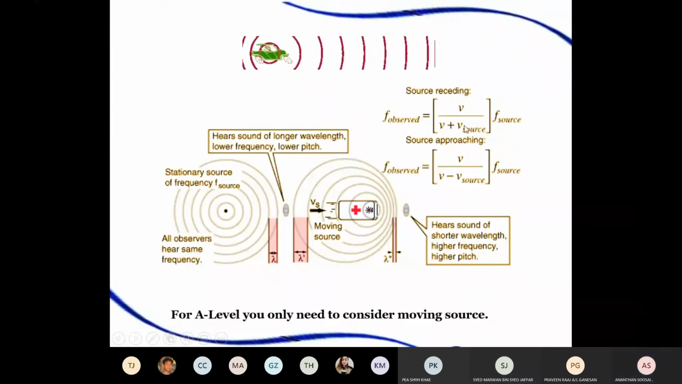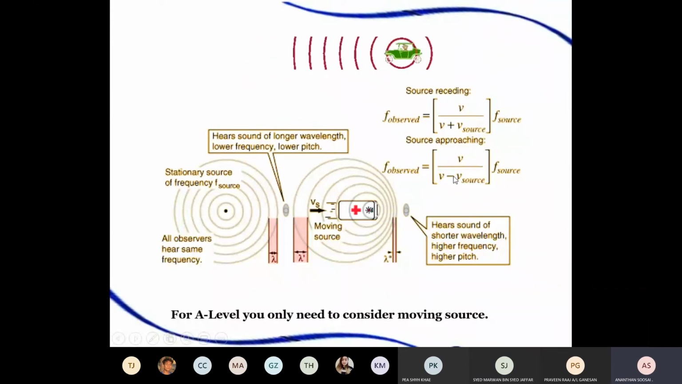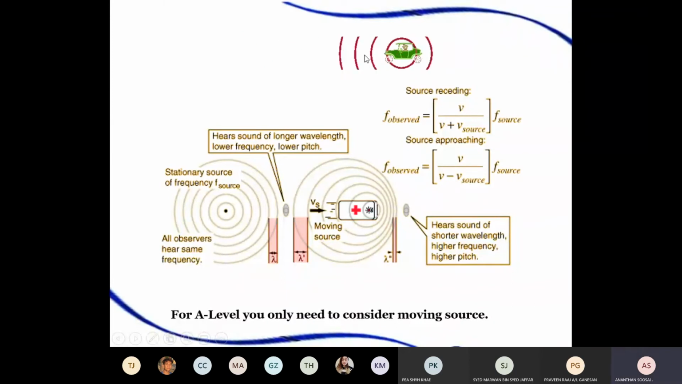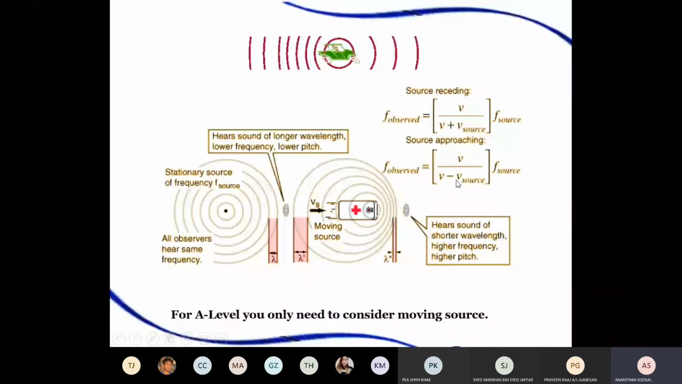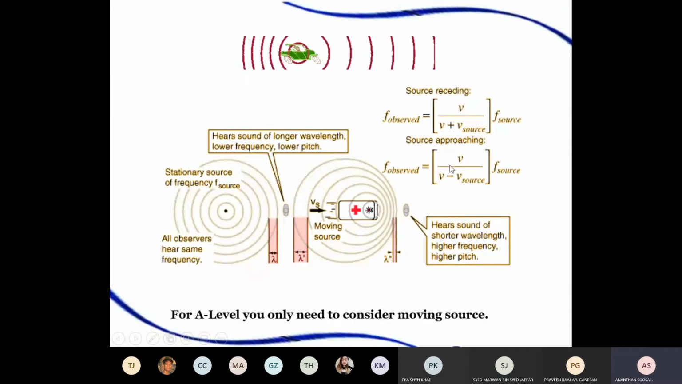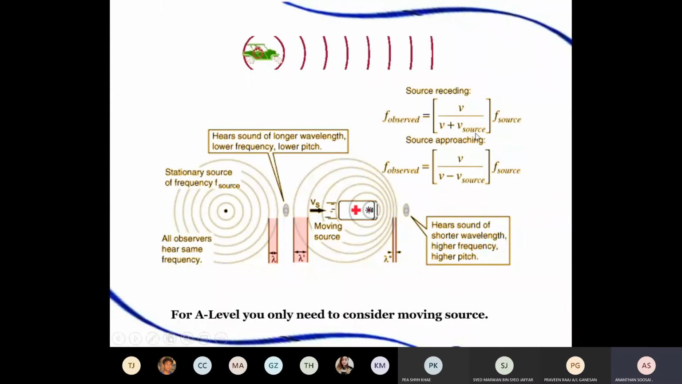Just remember, at the bottom is the V source. It's going to be plus or minus. When the frequency of the observer increases, the bottom must be minus. So when the ambulance is approaching and you get closer, at the bottom you must minus. The denominator must get smaller, so that the frequency of the observer is higher. So when approaching, minus source. When receding, when the ambulance is going away from you, plus speed of source.